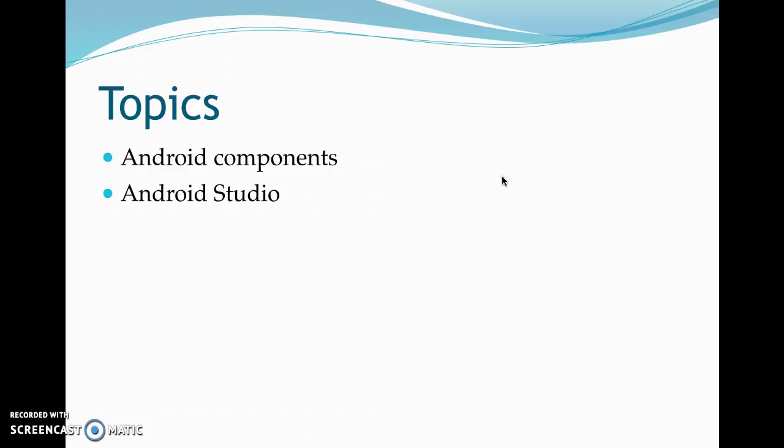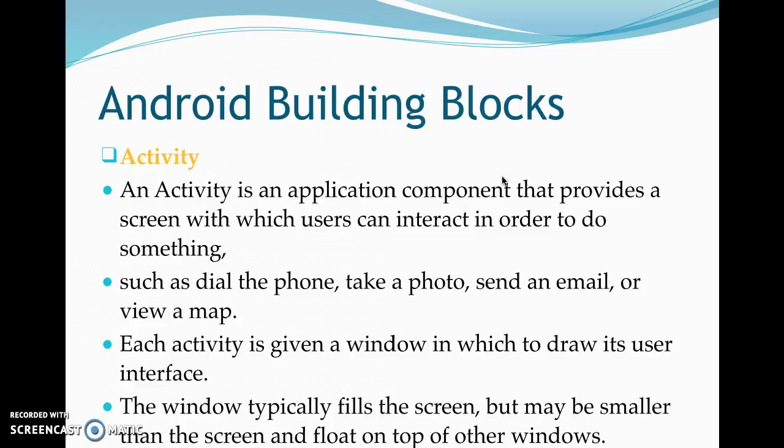So in this session, we will be discussing different components of Android, which include activity, services, broadcast receiver, and content provider. And another important component is intent, which is used for communicating between all these different components: activity, services, broadcast receiver, and content provider. So let's start with activity.